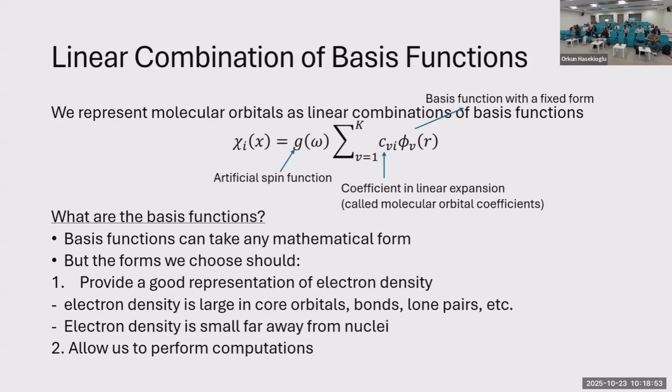But the forms we choose should, first of all, provide a good representation of the electron density. For example, electron density is large in core orbitals, bonds, lone pairs, etc. But it's small when you go far away from nuclei, right? And it should enable us to perform computations, so it shouldn't be too expensive or impossible to do the computations with the mathematical equations that we have.